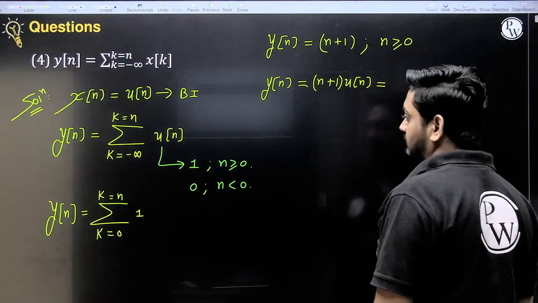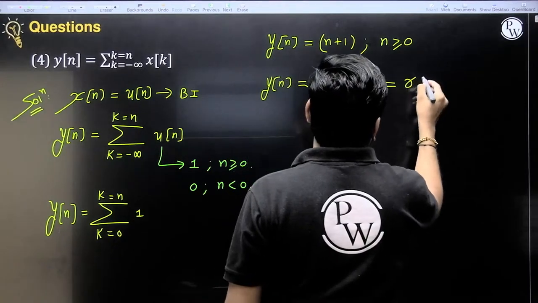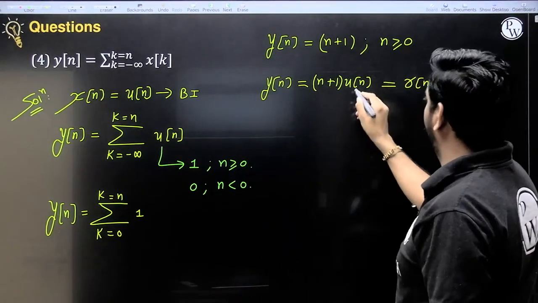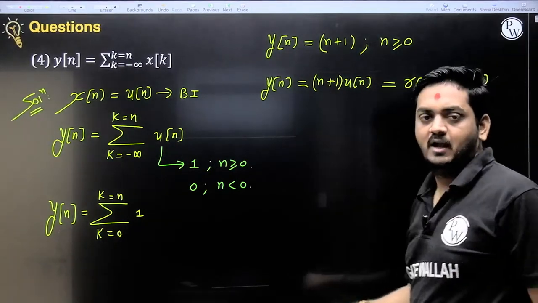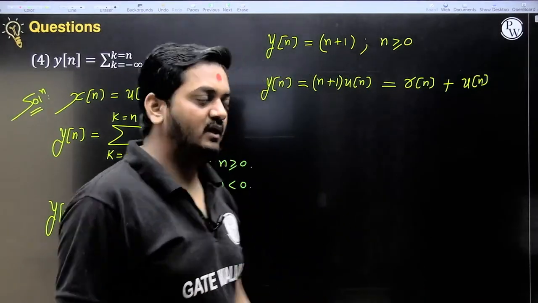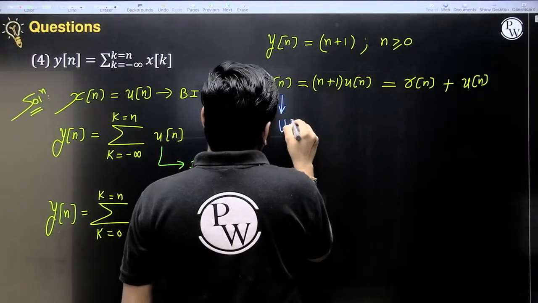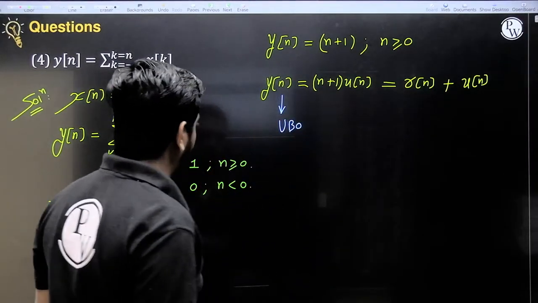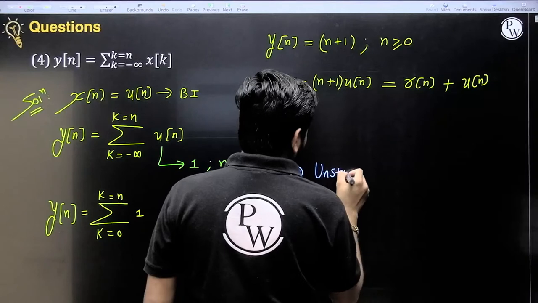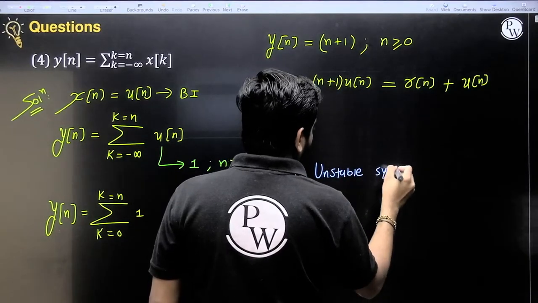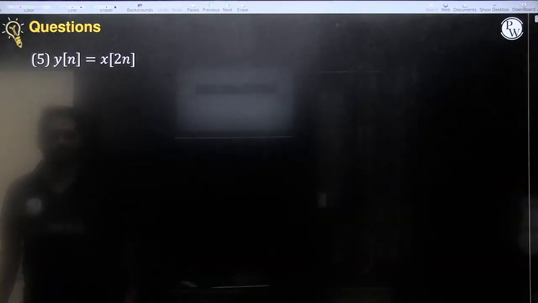Now tell me, is this bounded or unbounded? Of course, this is unbounded, correct? You can say n into u of n, which is r of n, plus u of n. The r of n is an increasing function, that's why the given system is unstable, because for a bounded input, we are getting unbounded output. Unstable system.